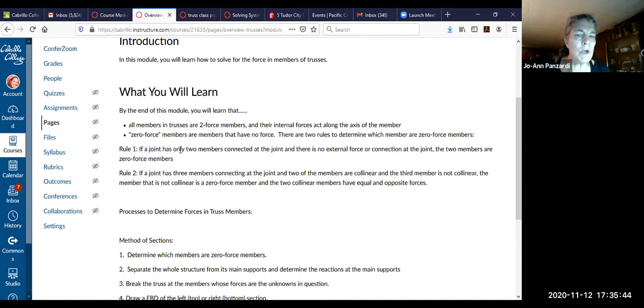Rule 1, we look at a joint that has 2 members only. They're connected at the joint and there's no external force or connection at the joint, and both of those members are 0 force members. Okay?